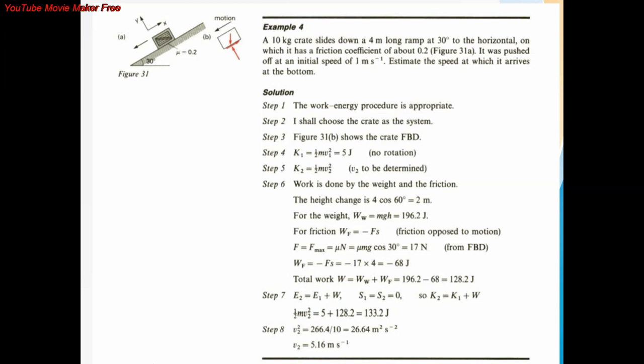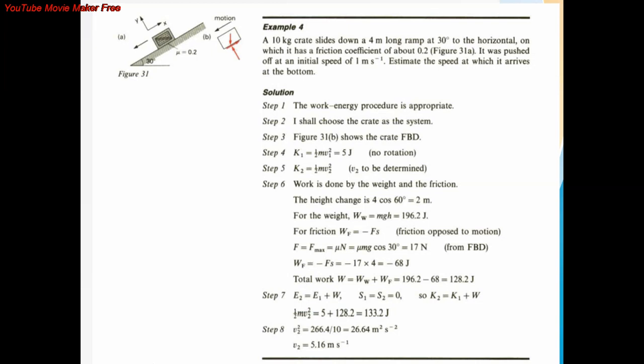Now, our final kinetic energy is 1/2 m v2 squared, where v2 is the final velocity, which we have to find. So definitely m is known, but v2 is not known, which we have to find. So we are keeping this intact here, right? Now we have to find the work done.